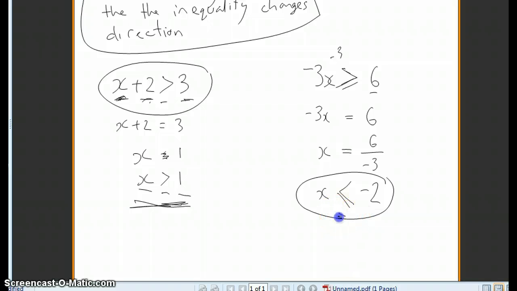It works. Choose another number that is less than negative 2. Say negative 5. Put negative 5 into here. Okay? Negative 3 times negative 5 is positive 15. Positive 15 is greater than positive 6. So you can see my answer is not singular. It is actually referring to a set of numbers that will solve the inequation. Usually there's only one solution for x. However, in this instance, there's infinite solutions for x.